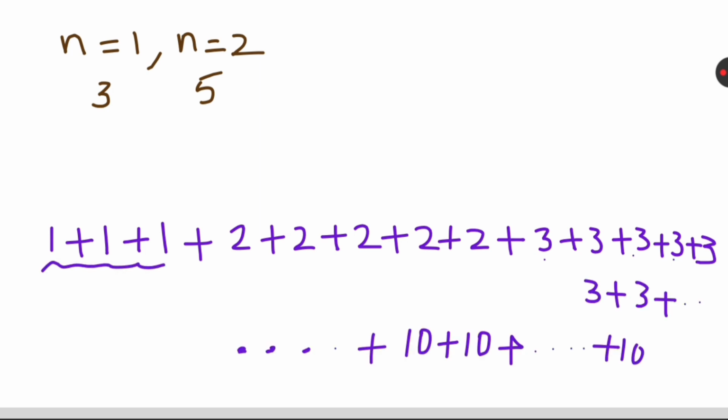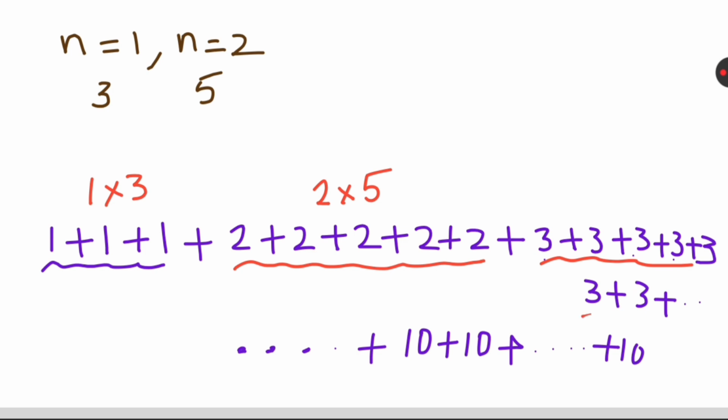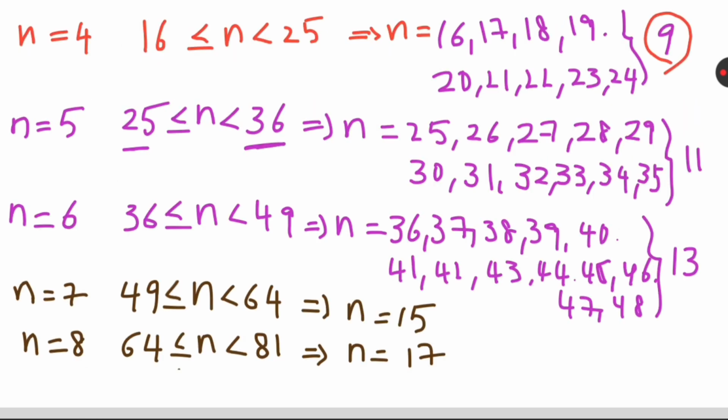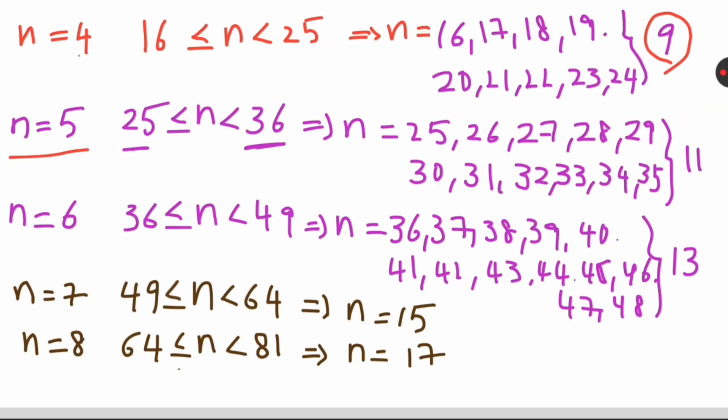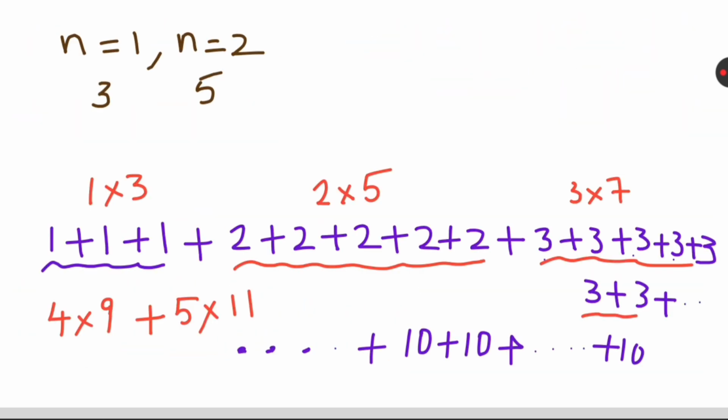We have 1 as 3 terms, so we can write this as 1 times 3. For the number 2, we are getting 5 terms, so we can write this as 2 times 5. For the number 3, we are getting 7 times, and we can write this as 3 times 7. Like that, for the 4, we are getting 9 terms, so we can write this as 4 times 9. Then the number 5, how many times? The number 5 we are getting 11 times. Write this as 5 times 11.